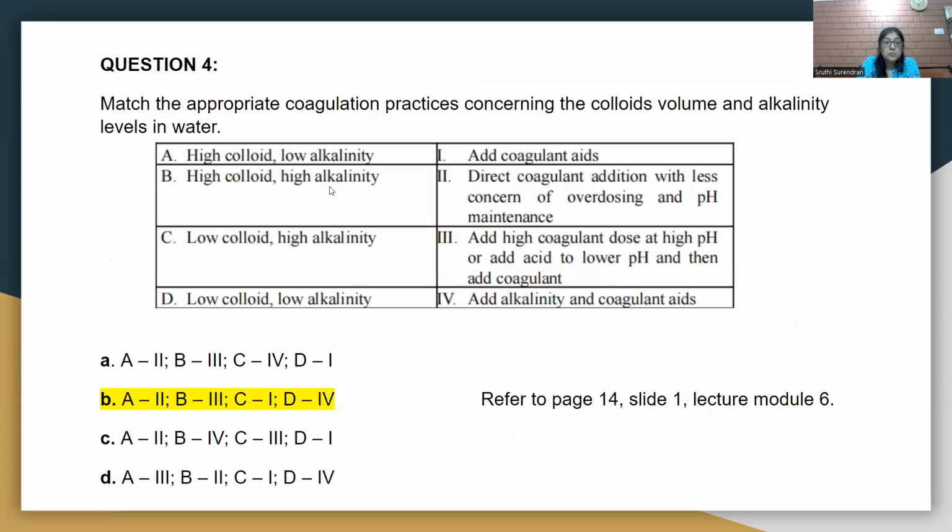So when you match this, we can see high colloid, low alkalinity: we can add direct coagulant addition with less concern of overdosing and pH maintenance. High colloid, high alkalinity, we can add high coagulant dose at high pH, or add acid to lower the pH and then add coagulant. So it is A2, B3, C is 1, D is 4. So this is the answer for the fourth question.